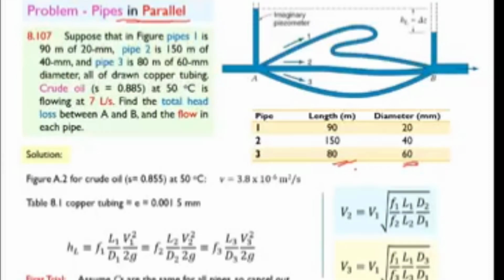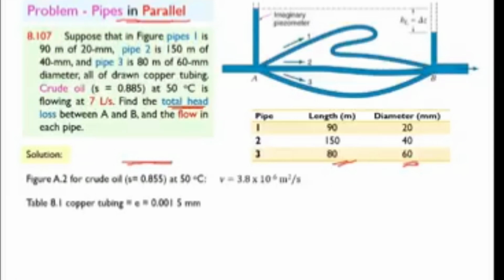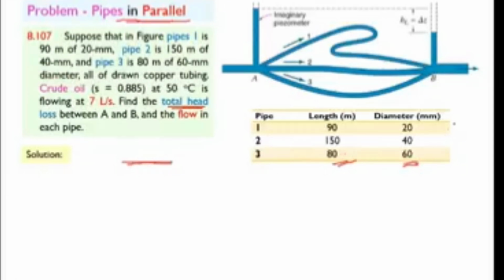So this is case 1 problem. Clear? Because in case 1, we have to calculate the total head loss. So this is the case 1 problem. In this case, now also note that the friction factor is unknown. You see F1, F2, F3 are not given. The discharge is given 7 liters per second, but we have to calculate the total head loss between this point here, this point A, and this point B. What is the total head loss? And the flow in each pipe. That we can calculate, the total flow is given here.